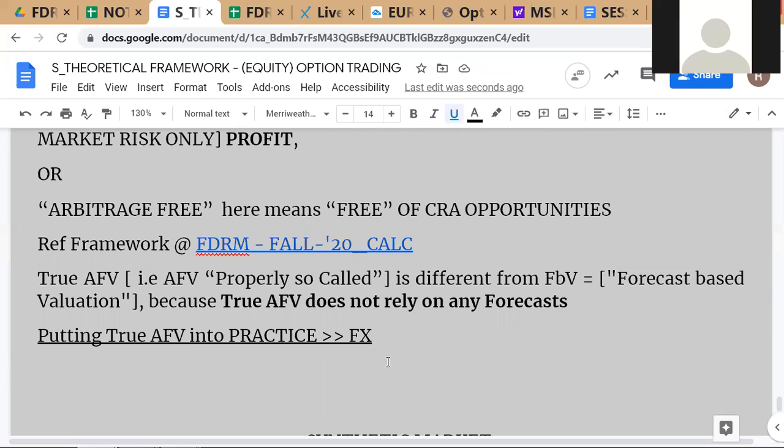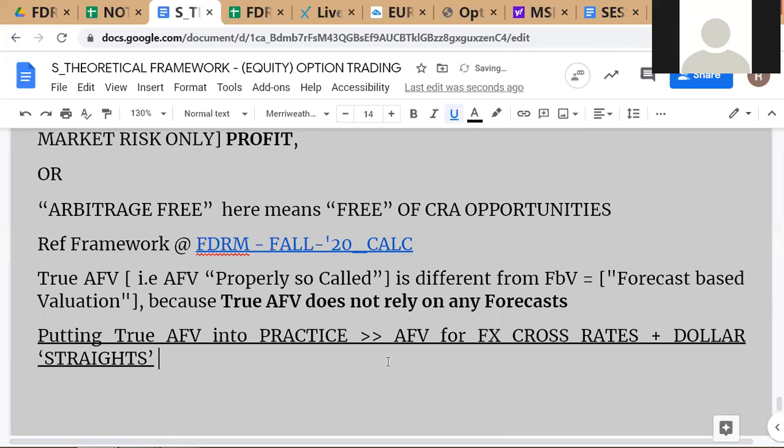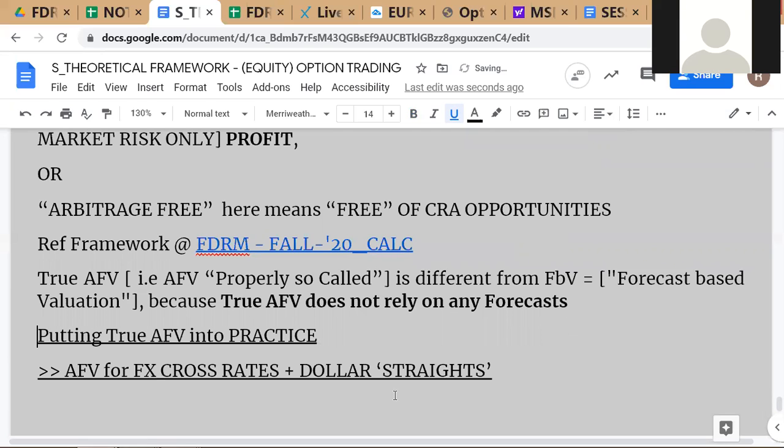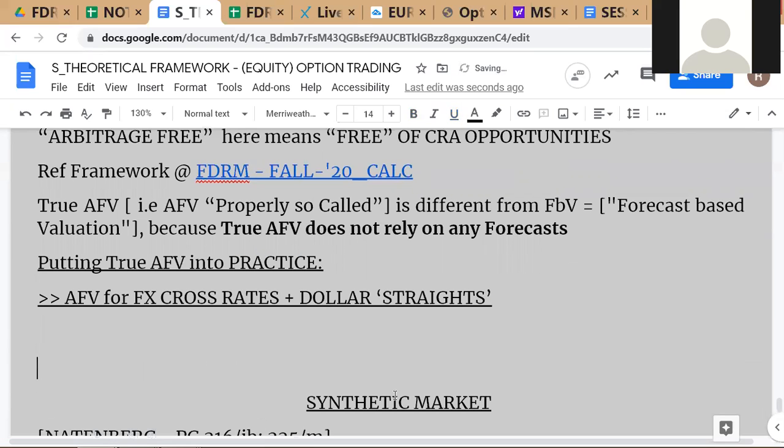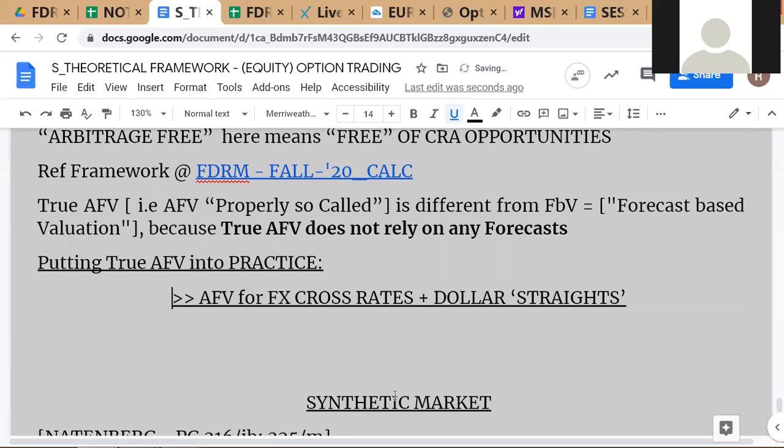So let's do it this way. Put this as a subtopic, AFV for FX cross rates and dollar trades. Now let's understand the difference. First, let's understand the terminology. Now here, one of the things that we use in India.